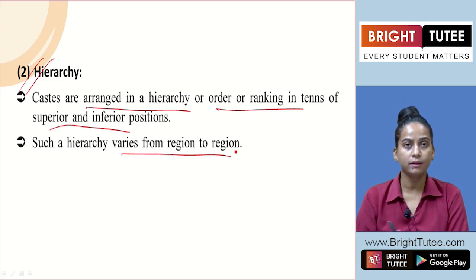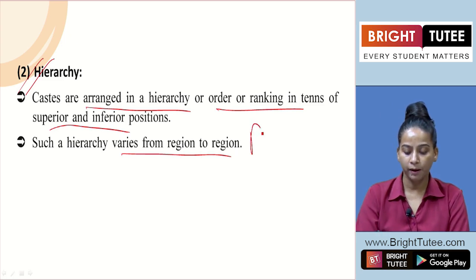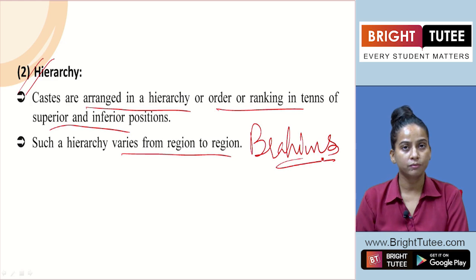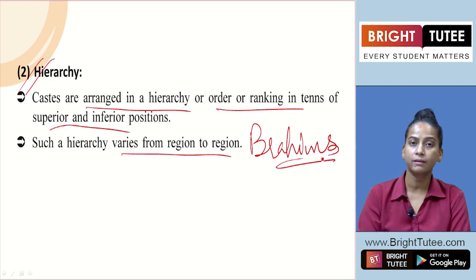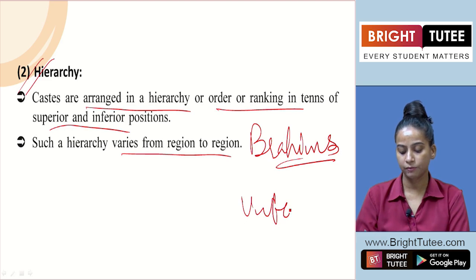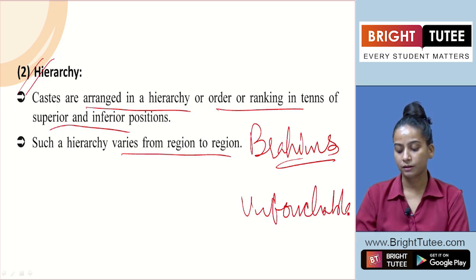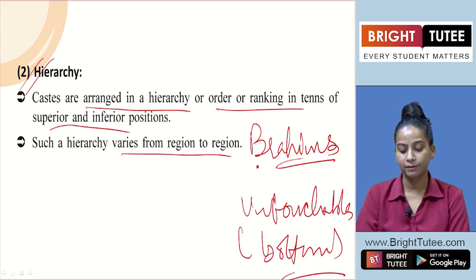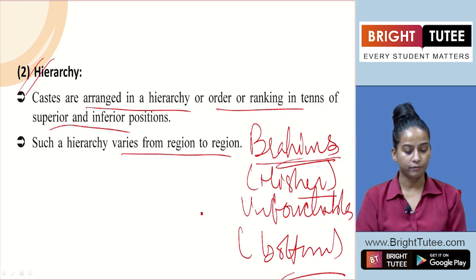But at all levels in India, the Brahman caste is placed in the highest rank as compared to the others. And the untouchables are always kept at the bottom, whereas the Brahmins are taken to be at a higher level.